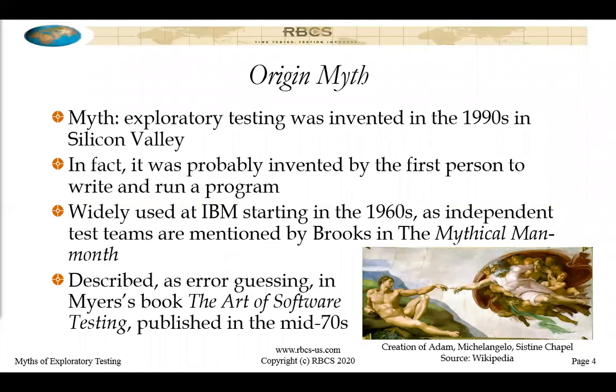Now, Brooks worked with a fellow named Glenford Myers at IBM, and Glenford Myers later wrote a book called The Art of Software Testing, which was published in the mid-1970s. And in that book, he described something that he called error guessing, which, if you read his description of error guessing, sounds a whole lot like a form of exploratory testing, one which is focused on using the knowledge of mistakes and defects and failures as the primary thing upon which you are deriving your tests.